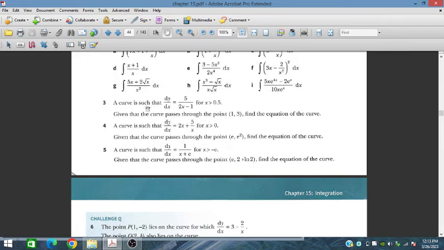A curve is such that dy by dx is equal to 5 upon 2x minus 1 for x greater than 0.5. Given that the curve passes through the point 1, comma 3, this is the gradient of the curve. On integrating this, we will have the curve, and we have to find the equation of the curve. So this curve is passing through this point, and we have to integrate it.